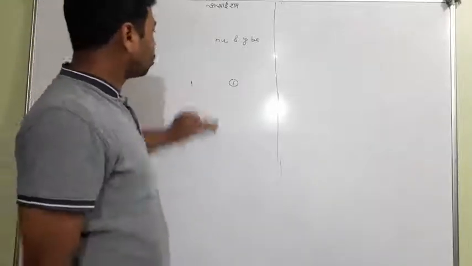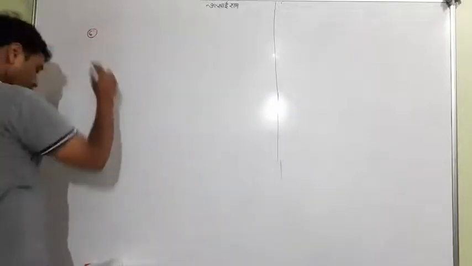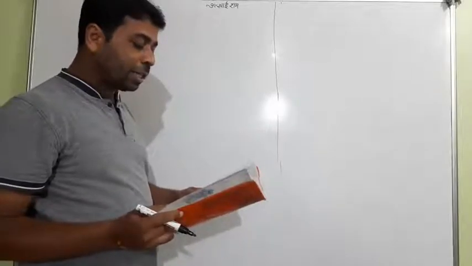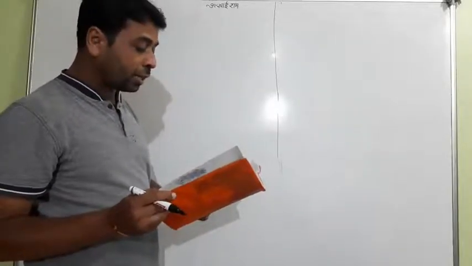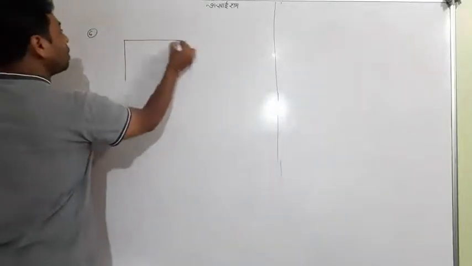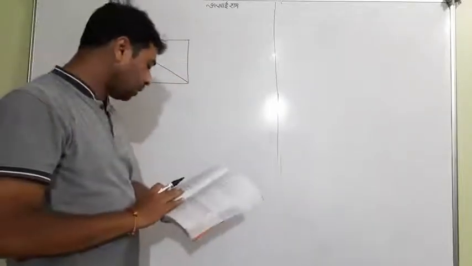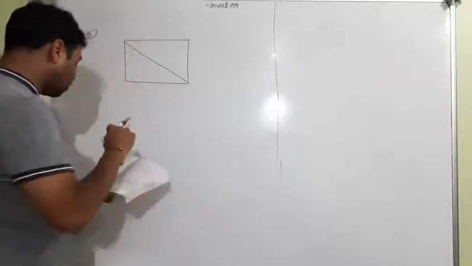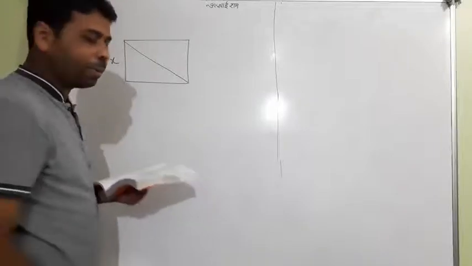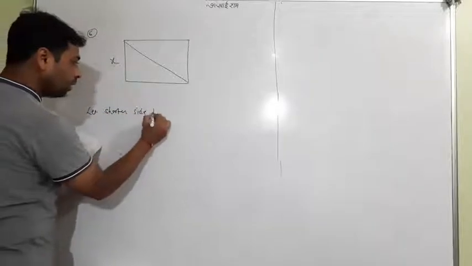And I'm telling you the question of 6 which I dropped accidentally. The 6th question is saying the diagonal of a rectangular field is 60 meter more than the shorter side. If the longer side is 30 meter more than the shorter side, find the field. Very easy. This is a rectangular garden. This is a diagonal. And the question says the diagonal of the rectangular field is 60 more than the shorter side. So let the shorter side be x.